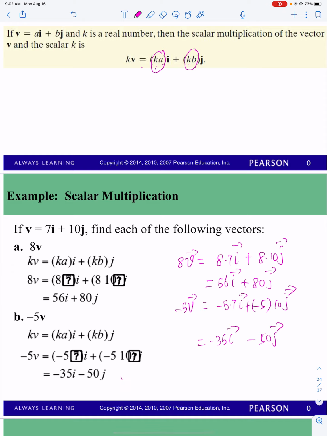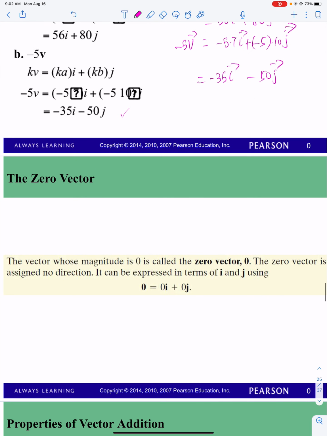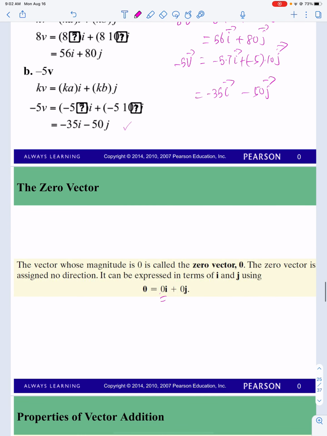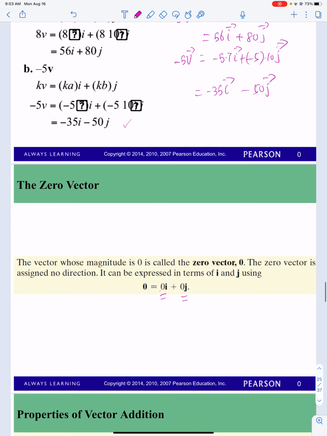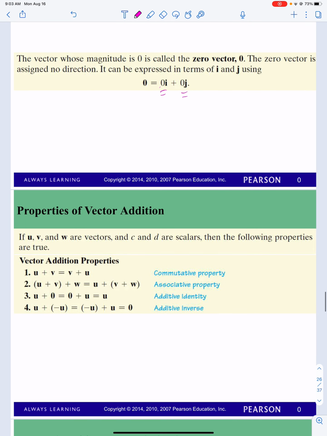Good. Okay, so the same here. Okay, so what does zero vector mean? You have a zero component in both horizontal and vertical. Okay, both horizontal and vertical. So these are the vector addition things.